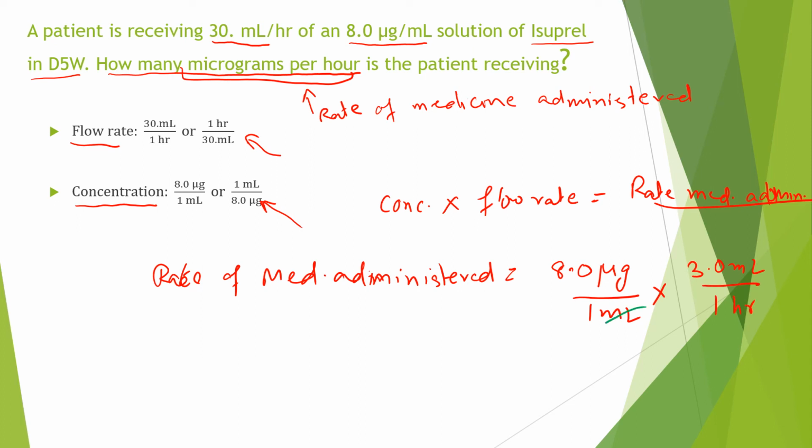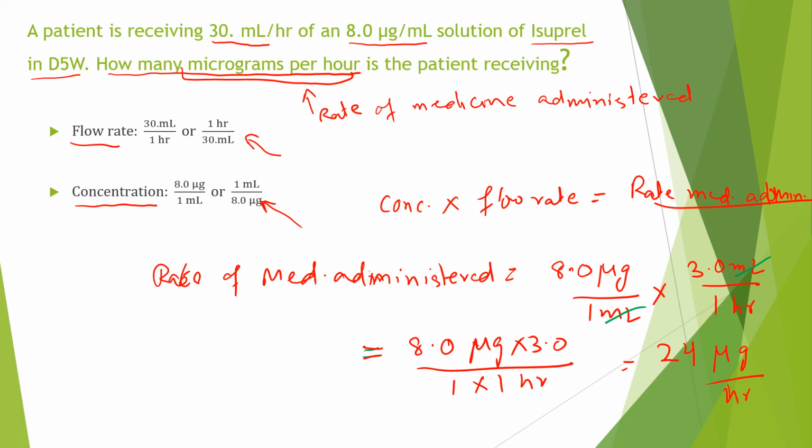So milliliter cancels with milliliter and we get 8.0 micrograms multiplied by 3.0 divided by 1 times 1 hour, or 24 micrograms per hour. So this would be the rate, or micrograms per hour. So that's what we needed to calculate. So 24 micrograms per hour is the answer.